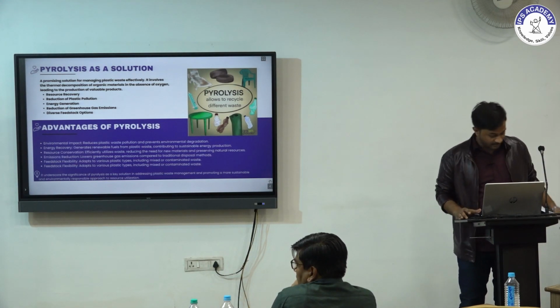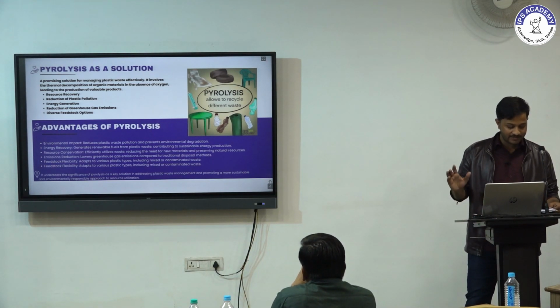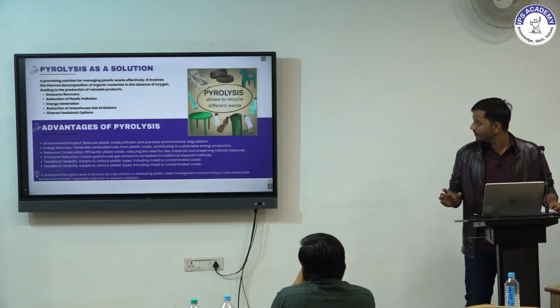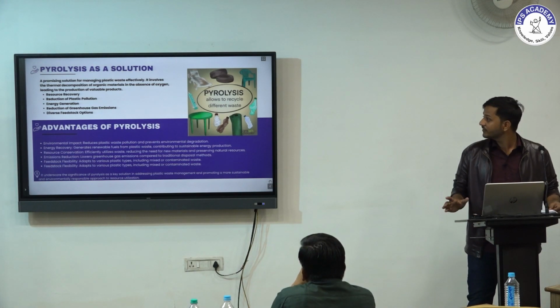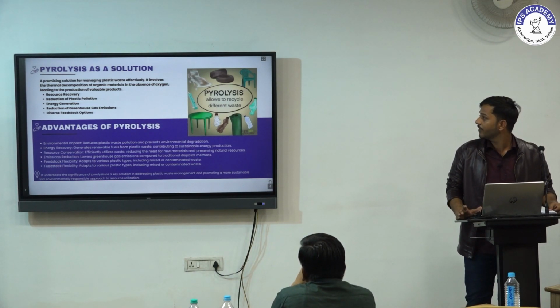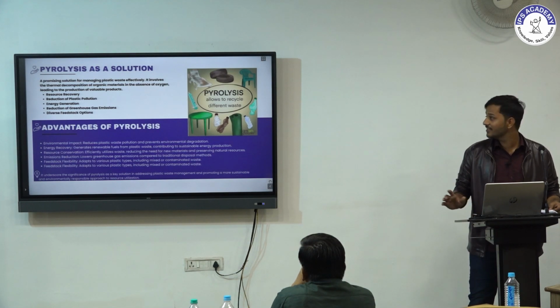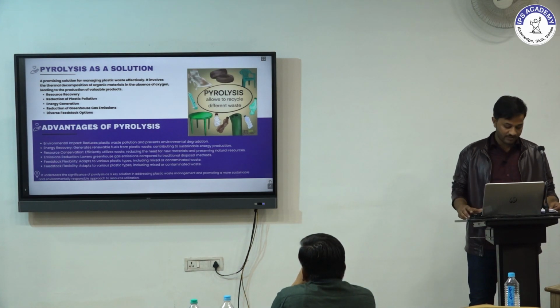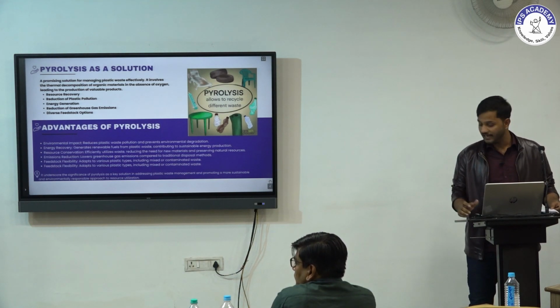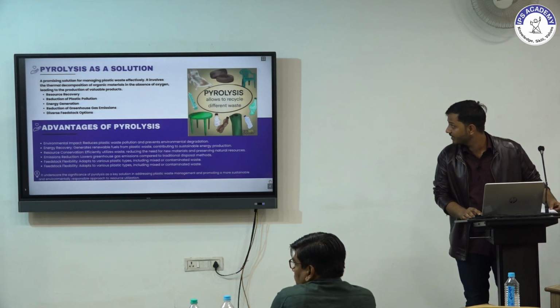Pyrolysis can be a solution for managing plastic waste effectively as it involves the thermal decomposition of organic materials in the absence of oxygen. The main concern here is the absence of oxygen. That is, we required a nitrogen inert area for performing this activity.